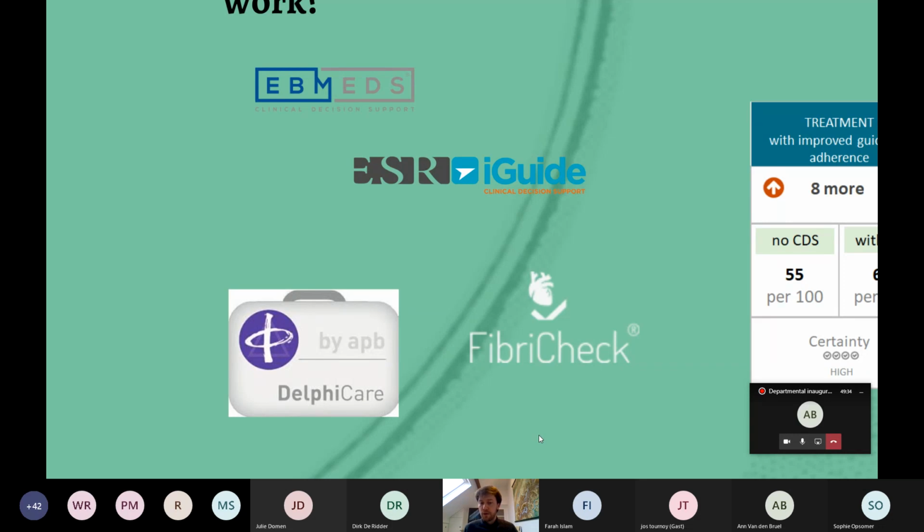iGuide is a clinical decision support system which aims to support the ordering of radiological examinations, and that's used across the world, and especially in several countries in Europe. Another one, which I think a lot of people will probably know by name, is FibriCheck, which is an app that uses artificial intelligence to detect atrial fibrillation in patients, often using a smartphone or sometimes a watch. But do they work?